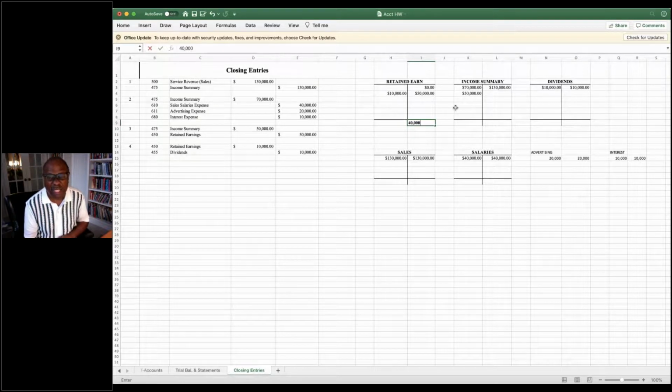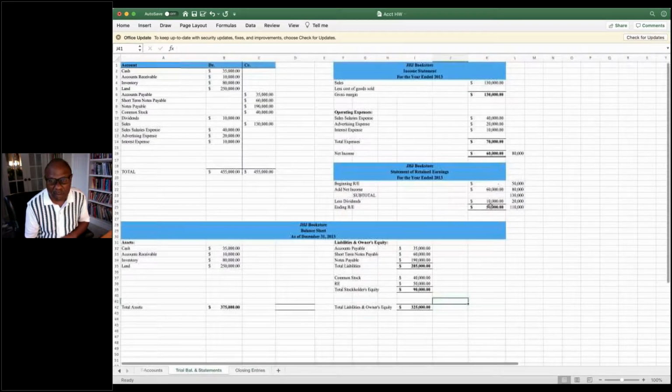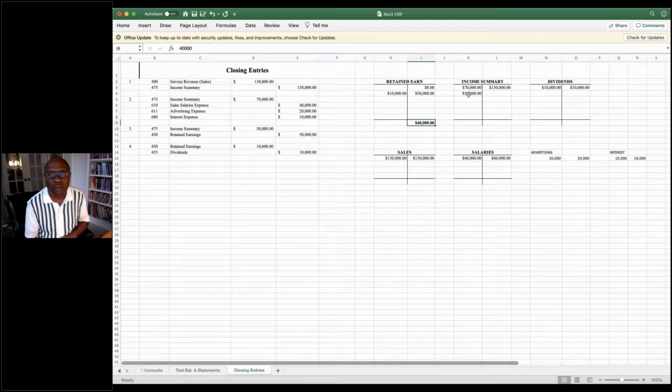We'll look at that. Okay, Professor, I was going to say, for your income summary T account, when you look at the closing entries, it's not balanced either. On the left hand side it's 120, and on the right hand side it's 130. Right, so you know you've got an issue if it doesn't balance. Then you won't have the right amount in retained earnings.